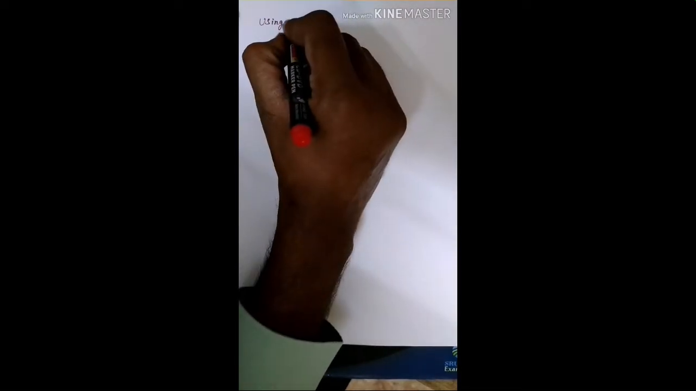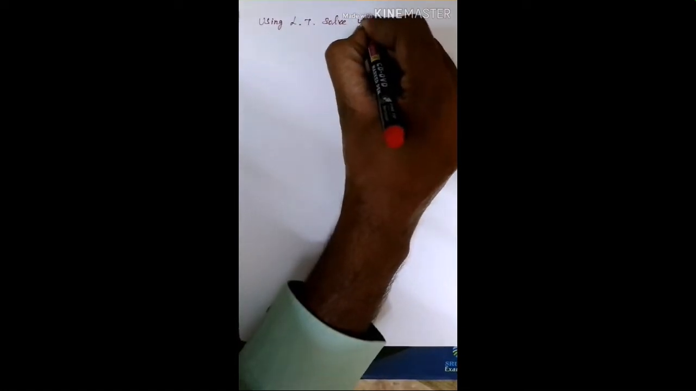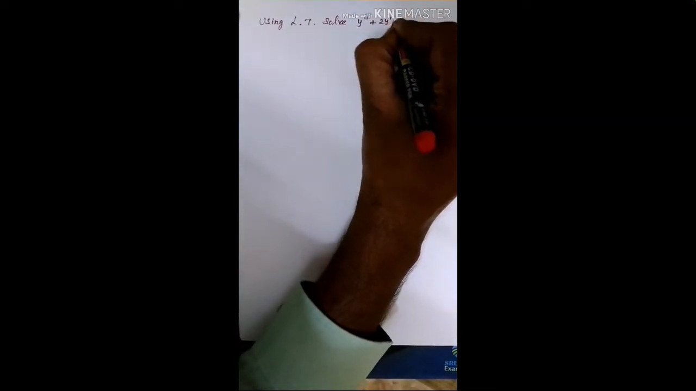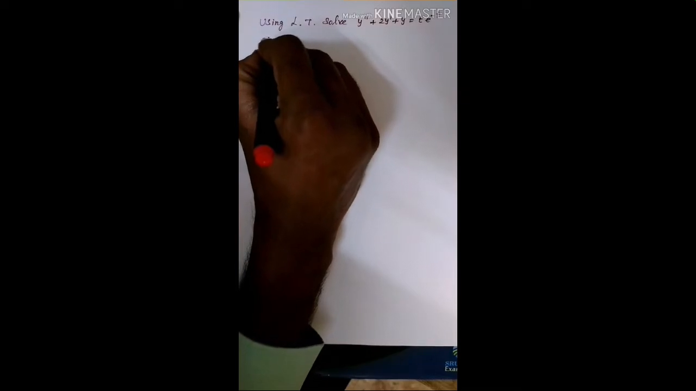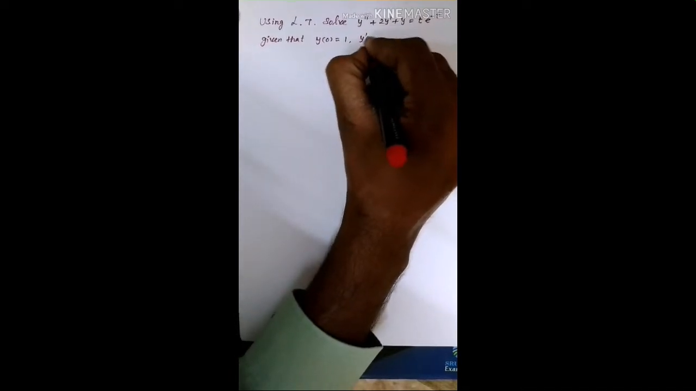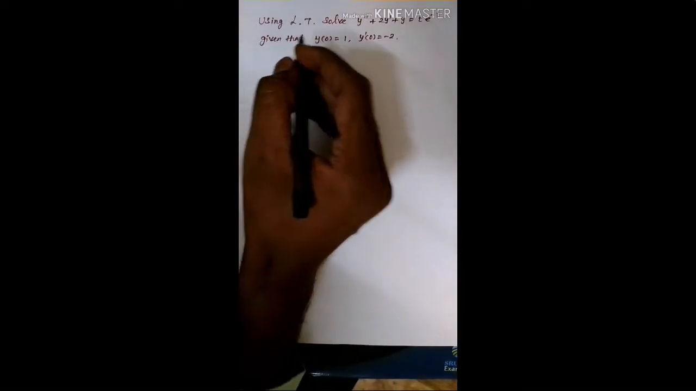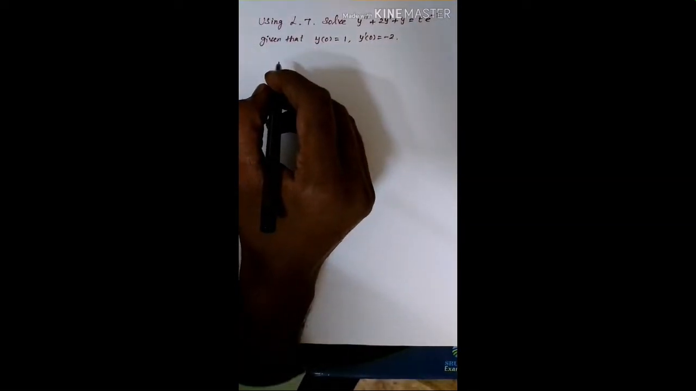Using Laplace transform, solve y double dash plus 2y dash plus y is equal to t e power minus t, given that y of 0 equal to 1 and y dash of 0 equal to minus 2. So this is our question. Now we are going to solve how to find the solution for this differential equation using Laplace transform technique.